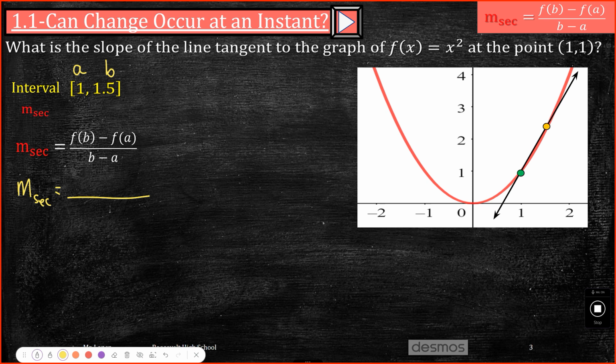What do I plug in for B here? Anybody, please? Let's just do it. What do I plug in for B? Are we going to have the same problems we had last time? What do I plug in for B down here? 1.5. Minus, what do I plug in for A? 1.